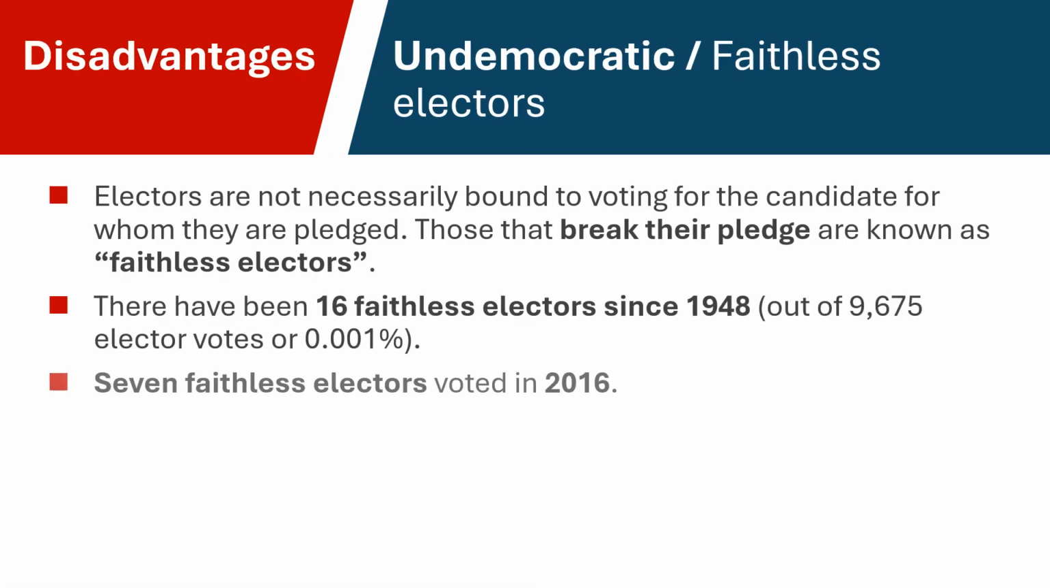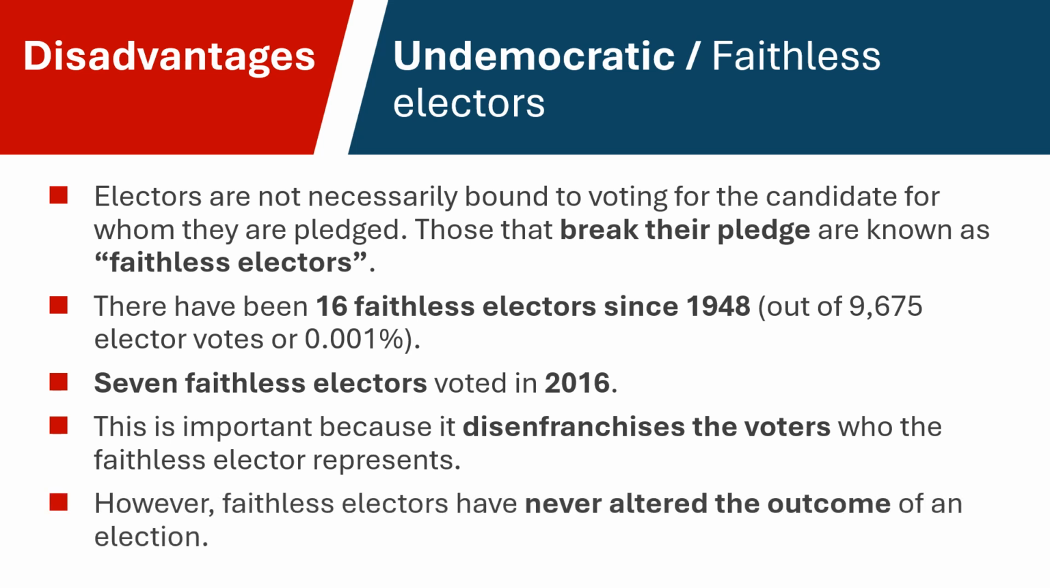Faithless electors are another undemocratic element. Electors who form the Electoral College are not necessarily legally bound to vote for the candidate for whom they are pledged. There have been 16 faithless electors since 1948. That is 16 out of 9,075 elector votes cast. 2016 was an anomalous year in that 7 faithless electors voted. This is important because it disenfranchises the voters who the faithless elector represents. However, faithless electors have never altered the outcome of an election.